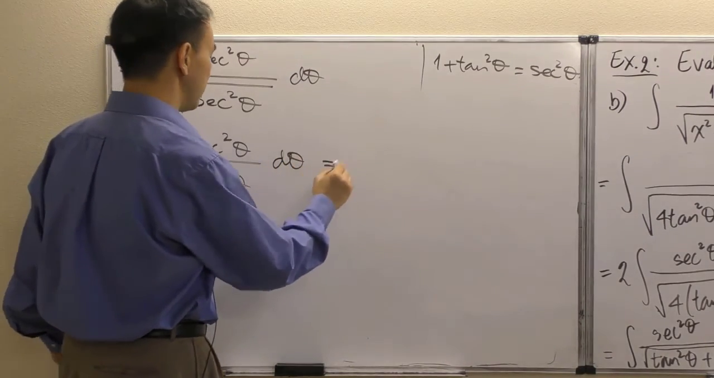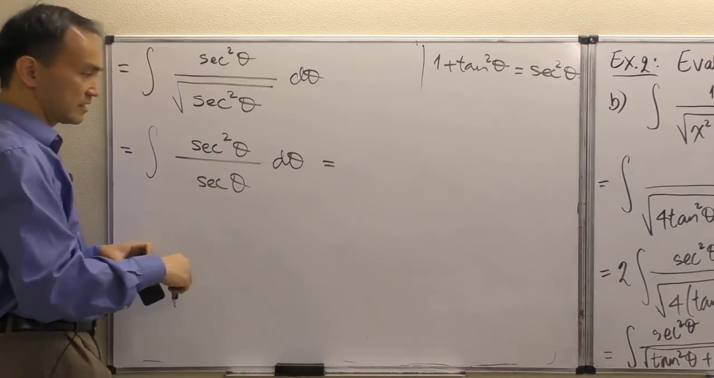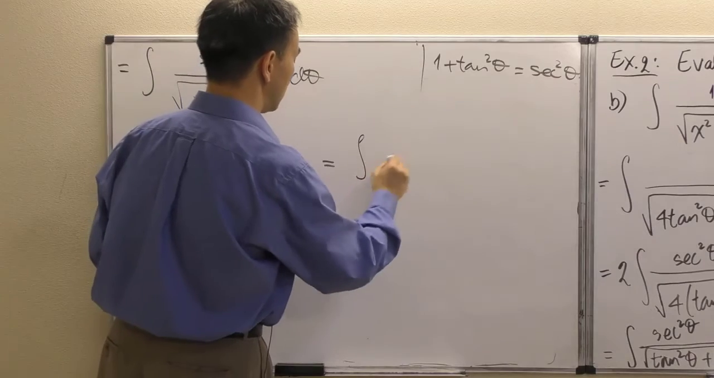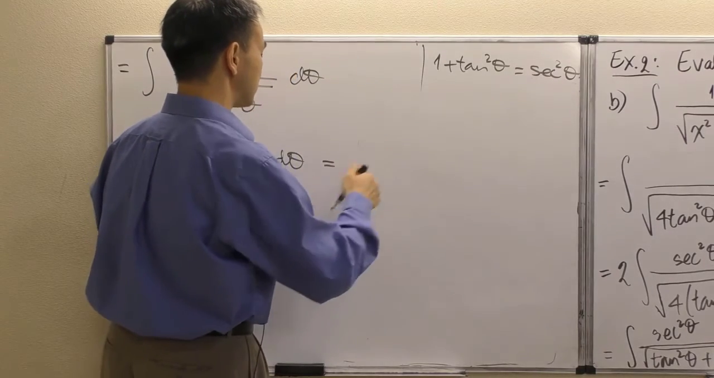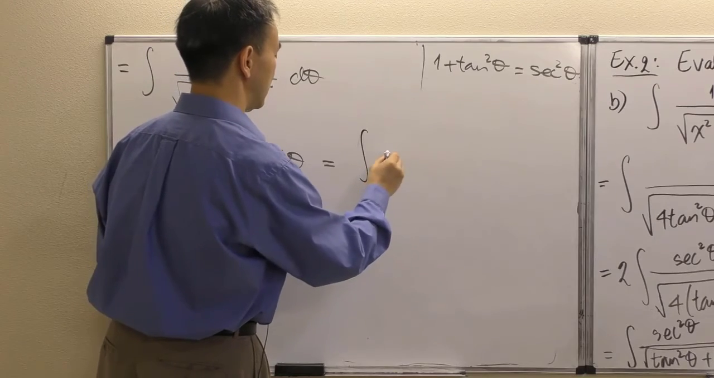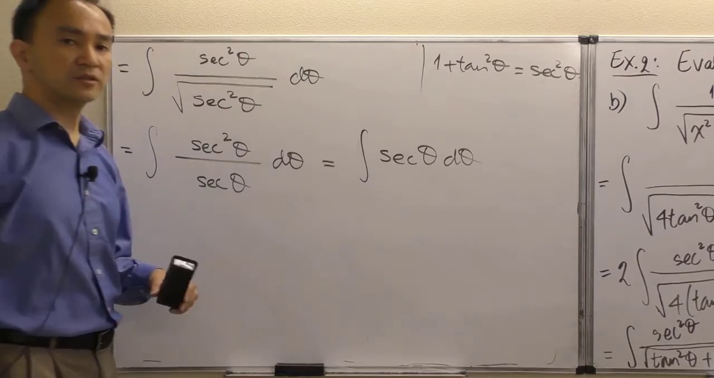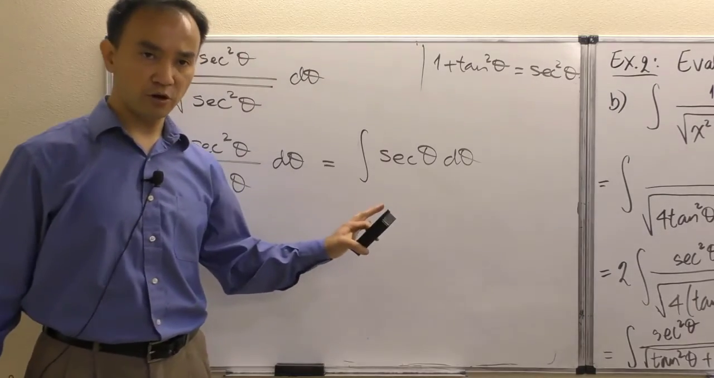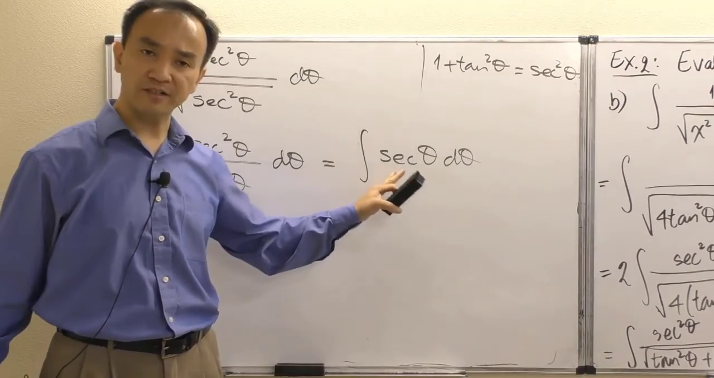And that means we can reduce this even further, simplify secant square with secant. So that gives me an integral of simply secant of theta d theta. This is one very basic integral problem right here, and you have seen that we have had this problem earlier, where it's just simply the secant of theta.